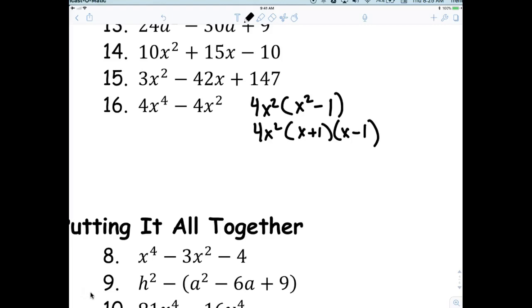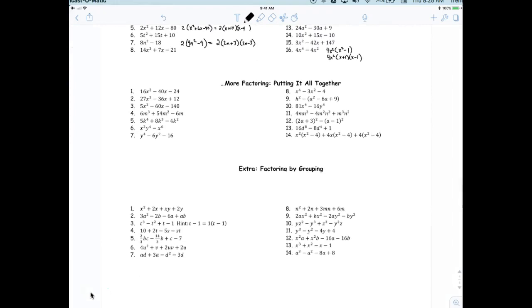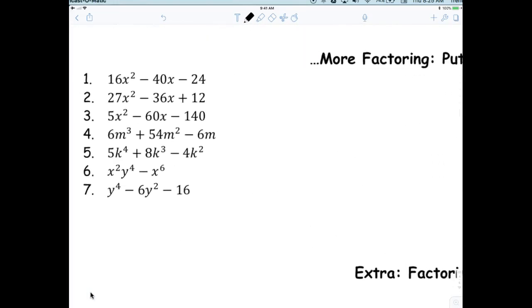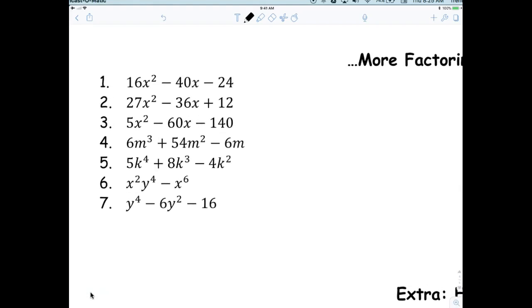Everybody okay? All right. Okay, putting it all together. I think this was just more factoring by grouping. So let's go ahead and go down. Numbers 1 through 7, I think, are important. Here we go. Number 1, what's common? 2 is, but better is 8. So we'll go 8 parentheses 2x squared minus 5x minus 3. Yes. You have to do the greatest common factor. If you don't, it's wrong.